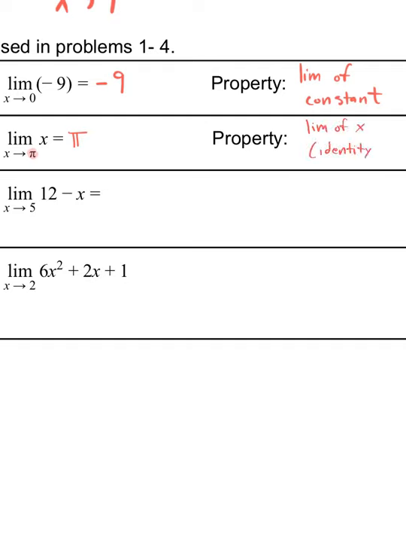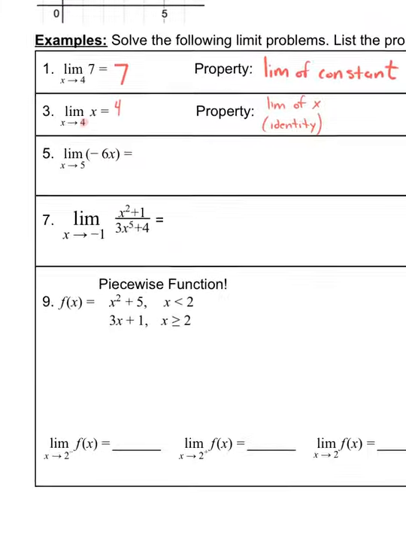All right, now don't worry, you're not going to have to list out properties. I'll never make you do that this year. All right, here we go. Let's keep going. Number 5.